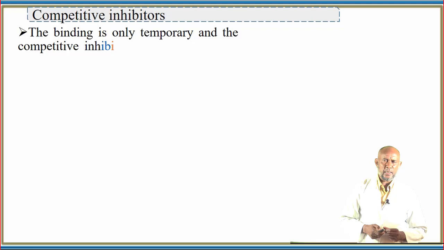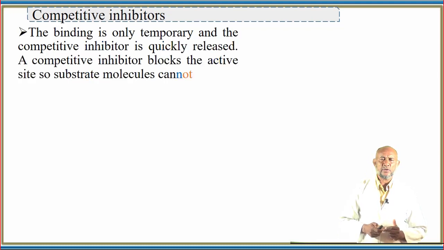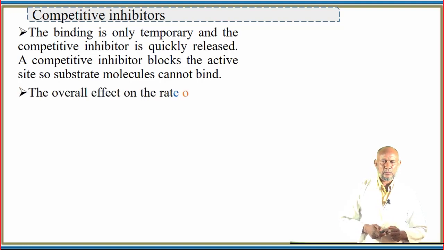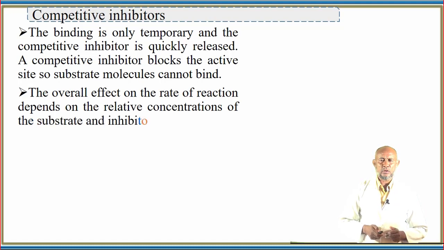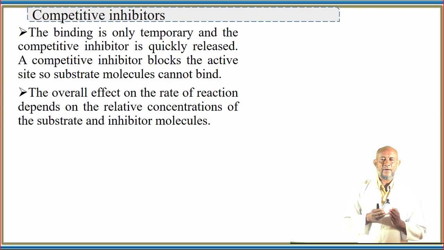The binding is only temporary, and the competitive inhibitor is quickly released. A competitive inhibitor blocks the active site, so the substrate molecule cannot bind. Remember, the binding is only temporary, and the competitive inhibitor is quickly released without any change. The overall effect on the rate of reaction depends on the relative concentration of the substrate and inhibitor molecules.